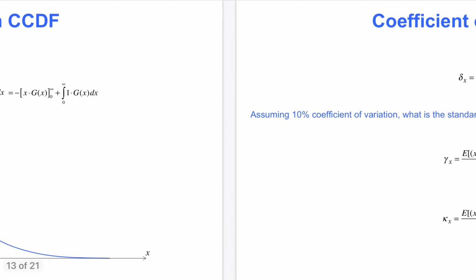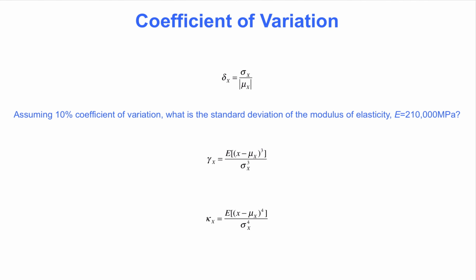On the next slide, we briefly mention coefficients that are derived directly from the statistical moments. The coefficient of variation, denoted by delta, can be utilized for random variables with non-zero mean. In that case, the coefficient of variation is the standard deviation divided by the absolute value of the mean. This coefficient is used in the following manner. Suppose you have learned that the coefficient of variation of this modulus of elasticity is 10%. What is the standard deviation? The formula shows that the standard deviation is the coefficient of variation times the mean. The standard deviation is here 10% of the mean, namely 21,000 megapascal.